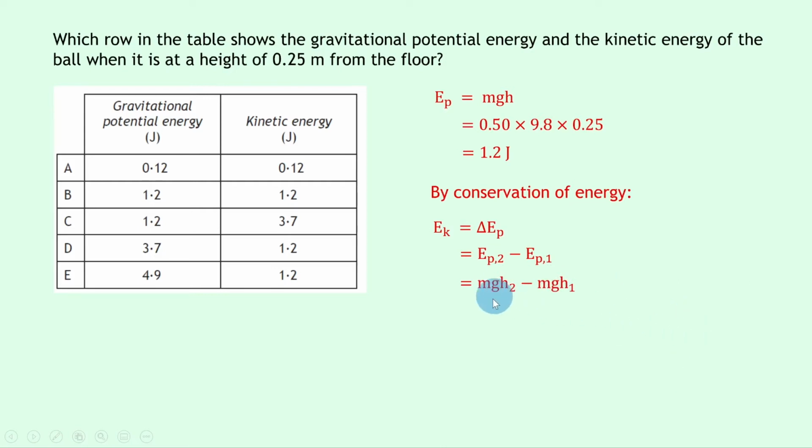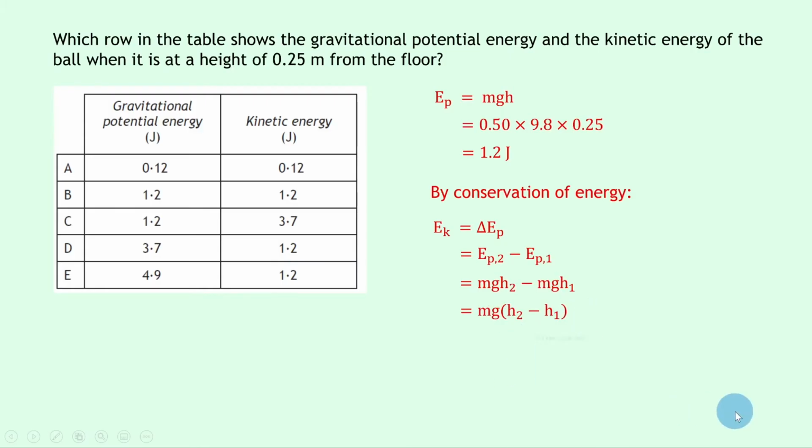And we could either then just sub in the numbers, or you could actually factorize this to make it look a bit simpler. So because we've got identical mg terms here, we could introduce brackets and take the mg outside the brackets, like this. So this would equal mg times (h2 minus h1). In other words, we've got the change in height that the ball has fallen through here.